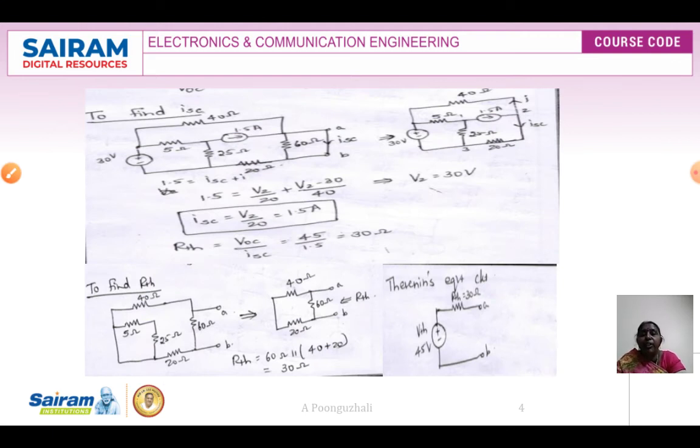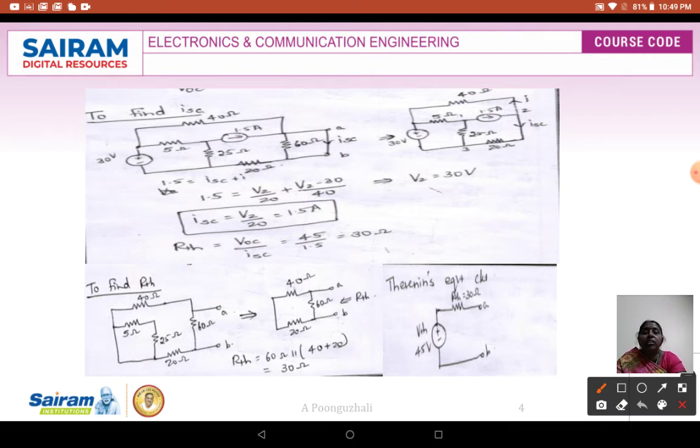Next, we have to find out your short circuit current. To find the short circuit current, we are going to short circuit the load terminals. When I short circuit the load terminals, the short circuit path is going to be in parallel with the 60 ohm resistance. So in that case, there is going to be no current flowing through the 60 ohms. So redraw the circuit. Your circuit is going to be drawn like this: 30 volts, 5 ohms, 25 ohms, and here ISC.